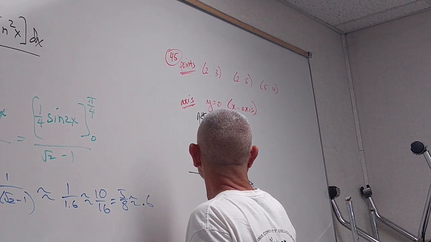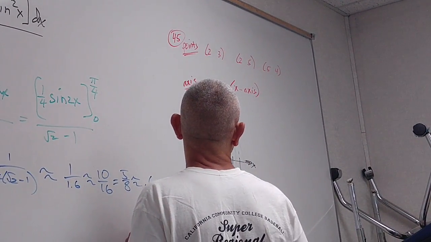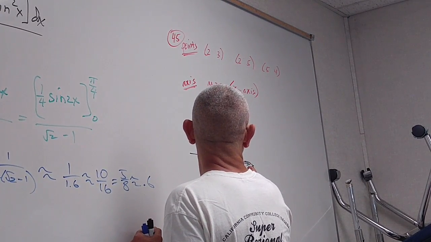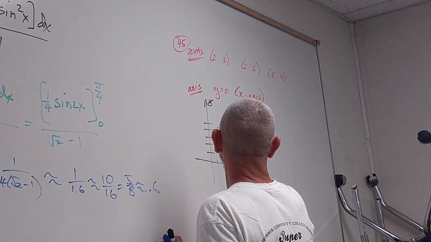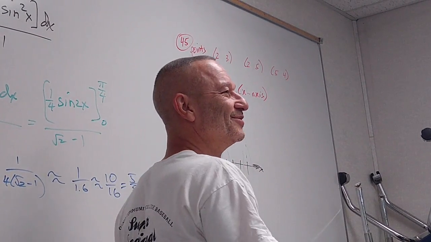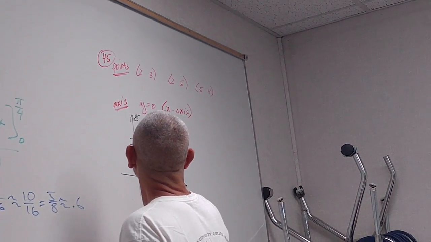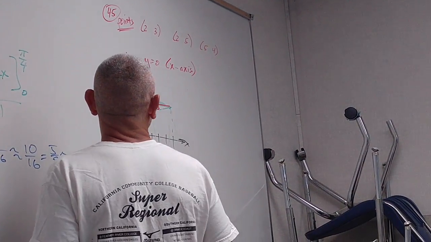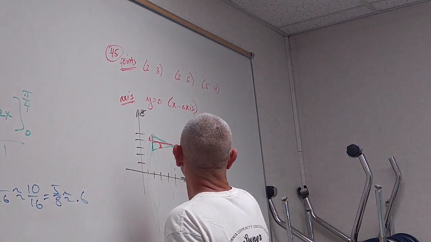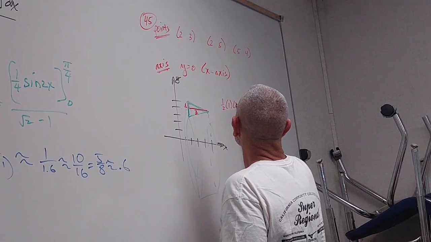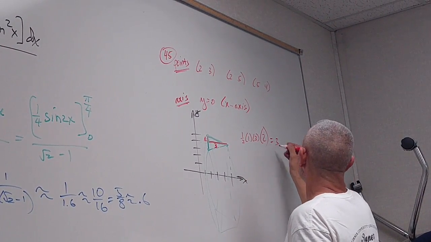Well, that's 1. What's that? 4. From 2 to 5? 4. 3. So the area is 1/2 base times height, but we have 2 of them, right? So the area is 3.